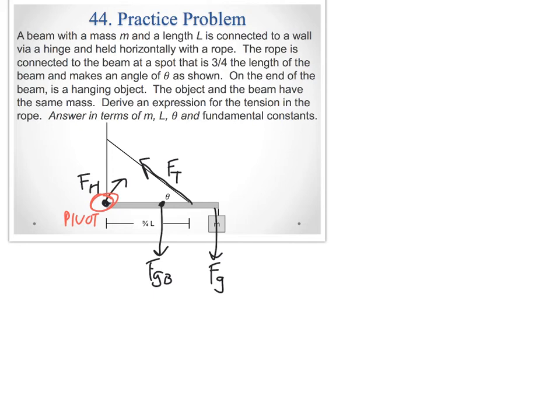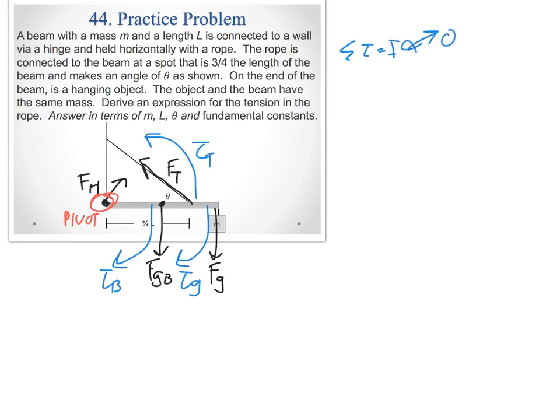So with that as our pivot, let's think about the torques we have acting on our system. We have a torque from that force of gravity acting on the beam, we have a torque from this force of gravity from the hanging mass, and we have a torque from tension here. So now I can go ahead and start setting up torques equals I alpha, which in this case will just be 0 because we're in equilibrium.